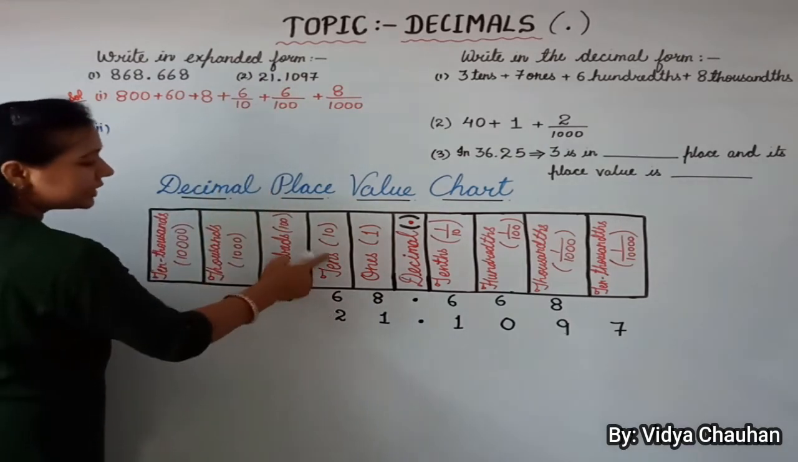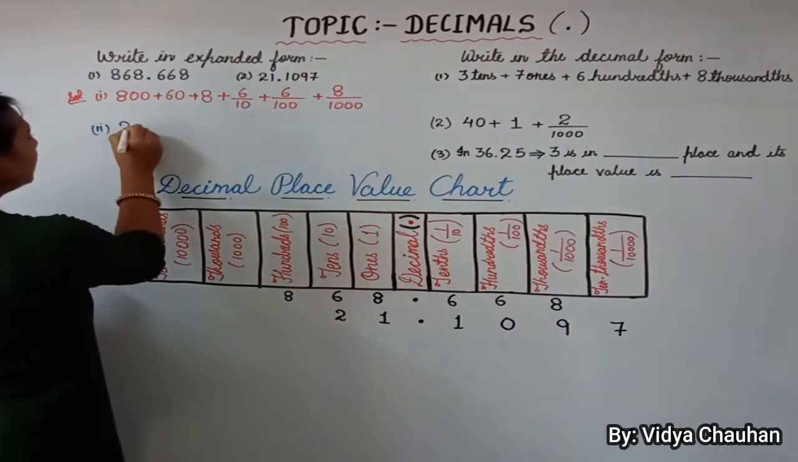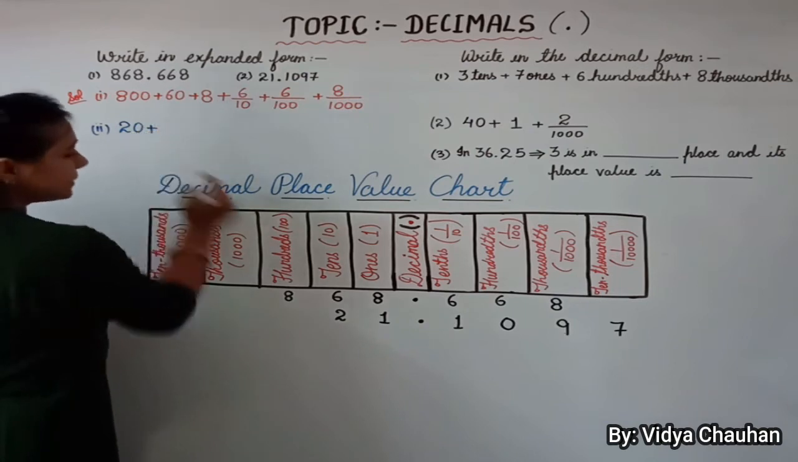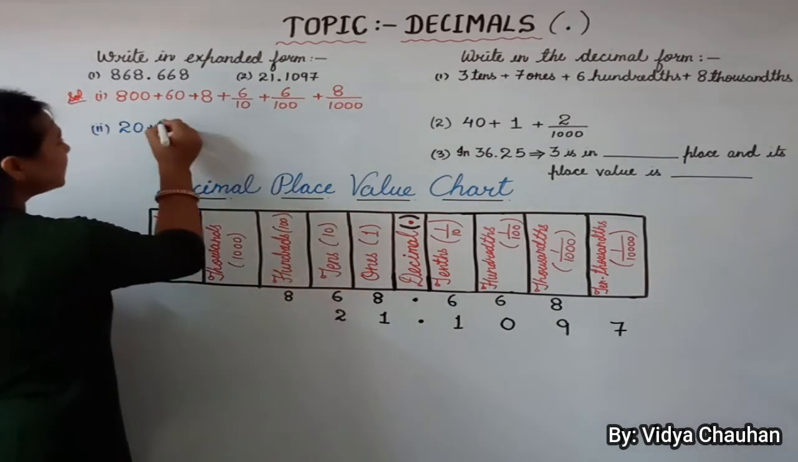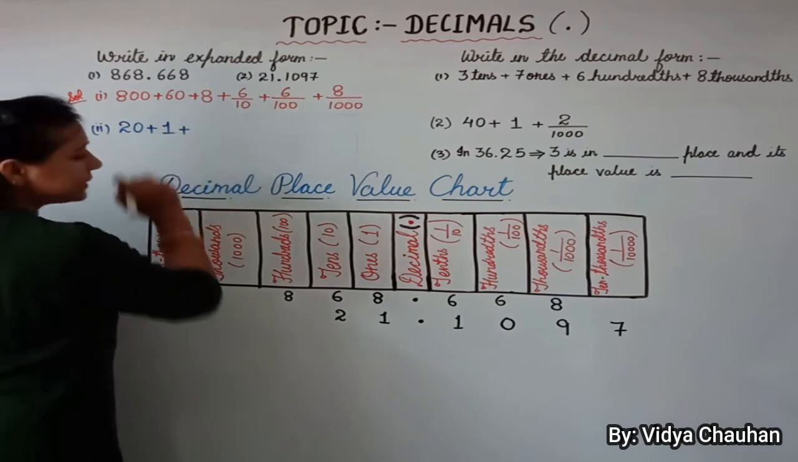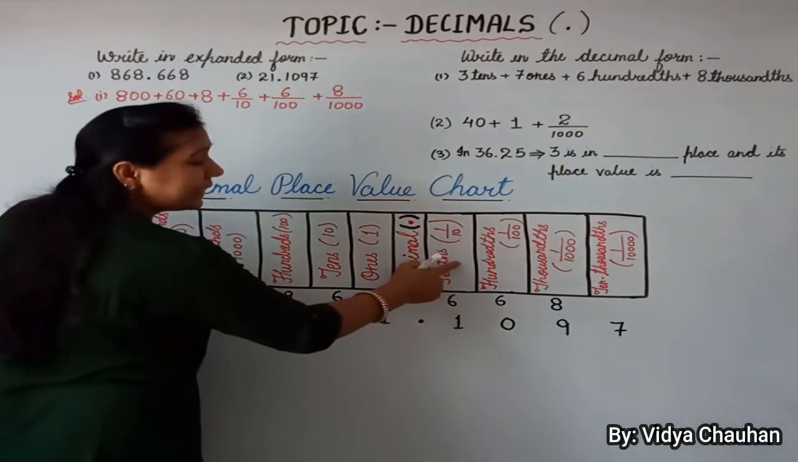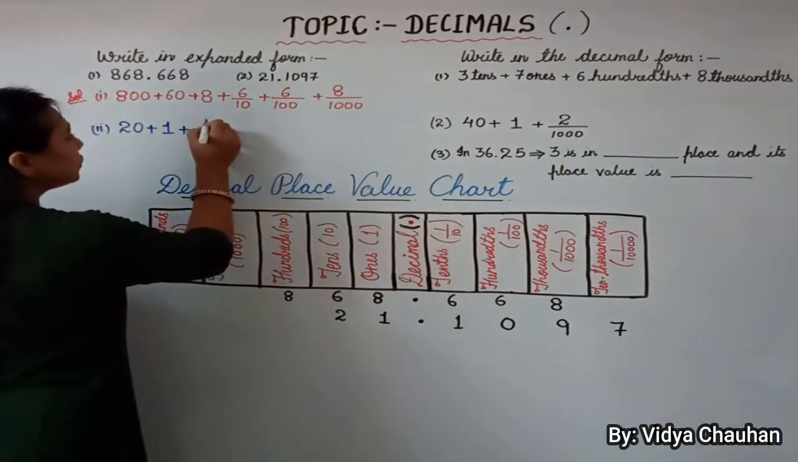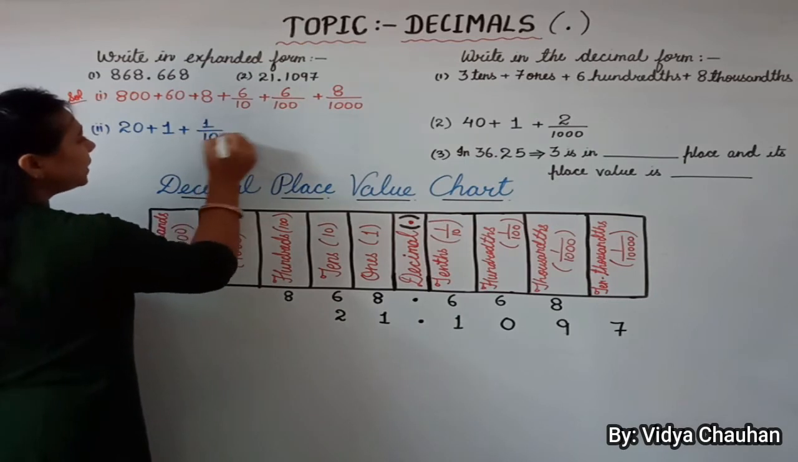Digit 2 at tens place. So 2 multiplied by 10 is 20. Plus 1 at the ones place. So 1 ones are 1. Plus 1 at the tenths place, which is 1 upon 10. So it is 1 upon 10.